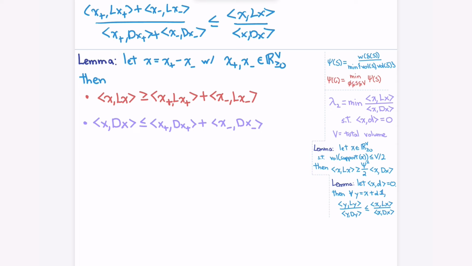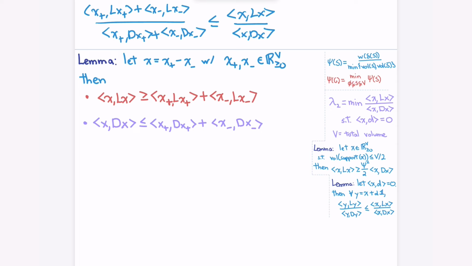Okay, but one remaining issue is that we required the support of our non-negative vector to be small, like in total volume, right? So maybe you split up your original vector x into x plus and x minus, and you realize, oh, x plus has a good ratio, x minus doesn't. But the problem is that x plus, the support, that full set S is too big. The total volume is bigger than half the volume of the graph.